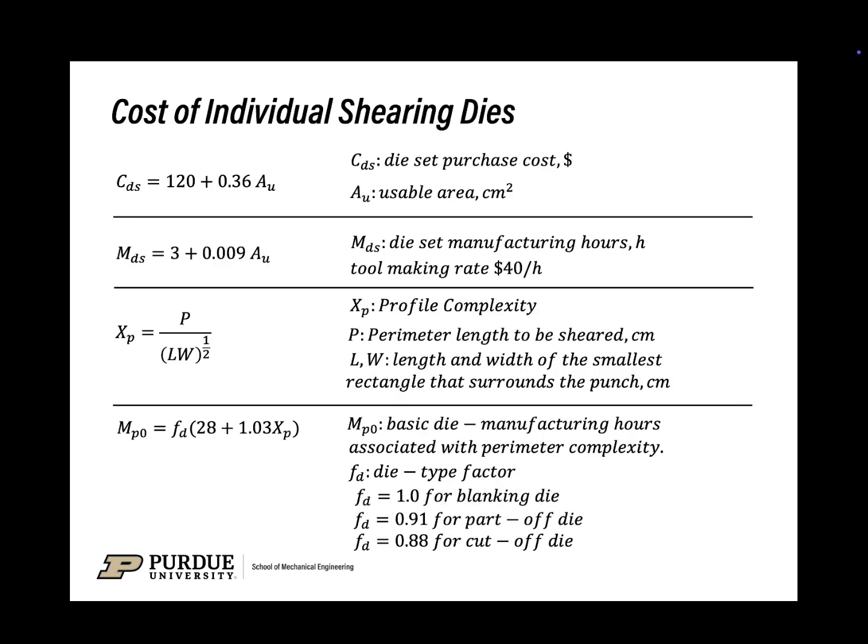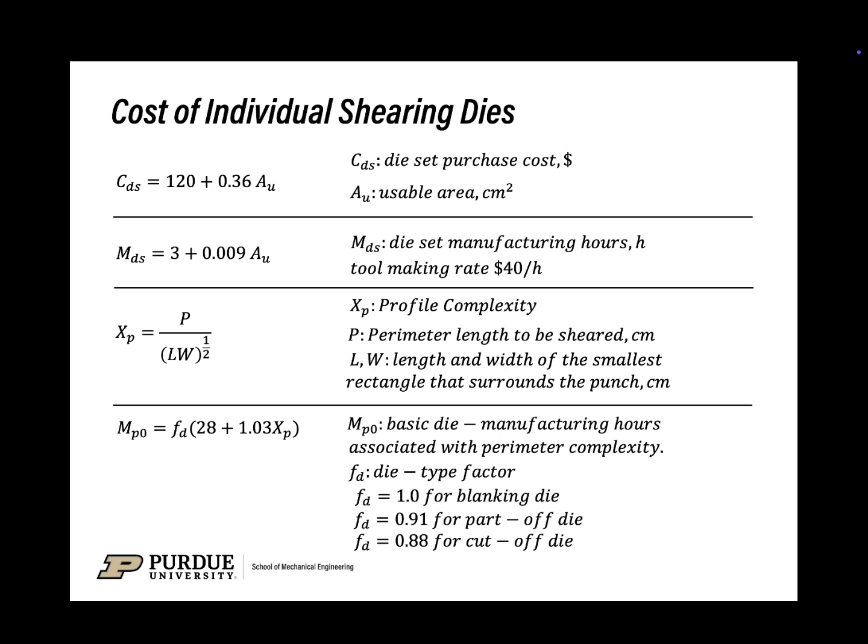Next, I would like to talk about the cost of individual shearing dies, which is cost estimation of these dies. The first parameter that I would like to talk about is CDS. CDS is called die set purchase cost, which is measured in dollars. And CDS equals 120 plus 0.36 AU. And AU is the usable area, which is in centimeters squared.